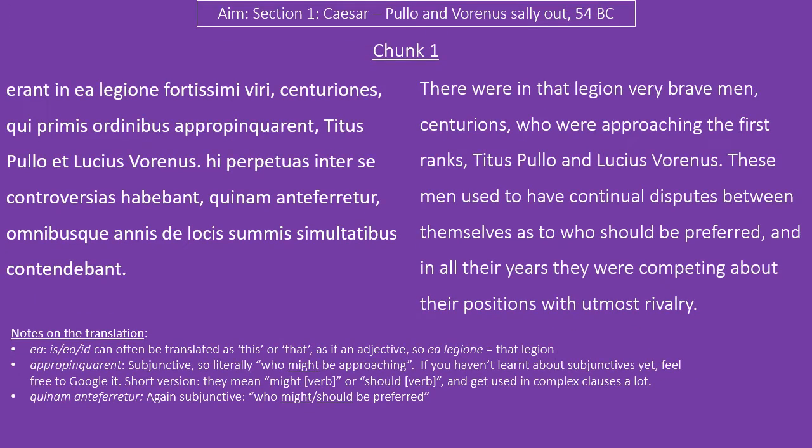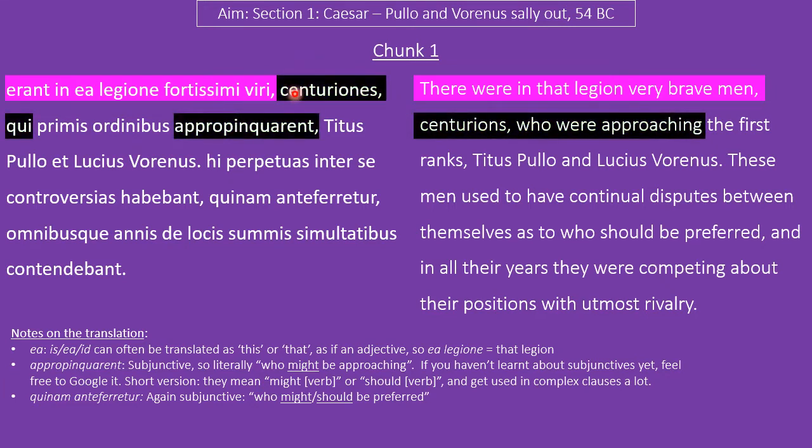So, the first chunk. These are fairly artificially divided up, by the way, just so that they'll fit onto slides nicely. Erant in ea legione. There were, in that legion, fortissimi viri, very brave men. Remember, Caesar is describing the heroic actions of his own men, so he is going to hype them up a little bit, because that emphasizes how good a leader he is. Anyway, centurions, qui appropinquarent, who were approaching the primis ordinibus, the first ranks, i.e. the senior ranks of the centurions. Titus Pullo and Lucius Vorenus.